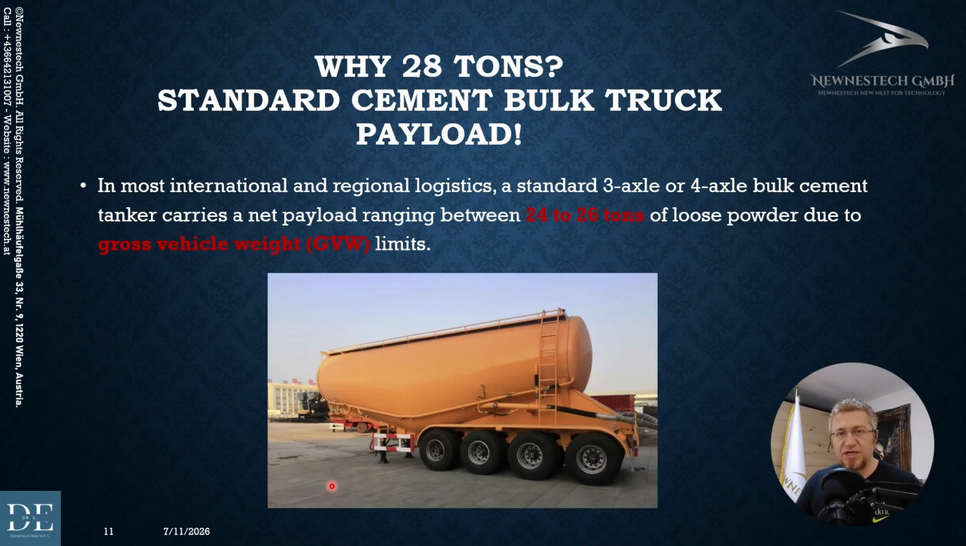Now you might be wondering why I chose exactly 28 tons as our target capacity for this project. The answer lies in logistics and supply chain optimization. In most international and regional transportation sectors, the standard 3-axis or 4-axis bulk cement tankers carry a net payload ranging between 24 and 26 tons of loose powder due to strict gross vehicle weight limits. By designing our silo for a net capacity of 28 tons, we are optimizing it to comfortably accept one full standard truckload with an engineered buffer margin.